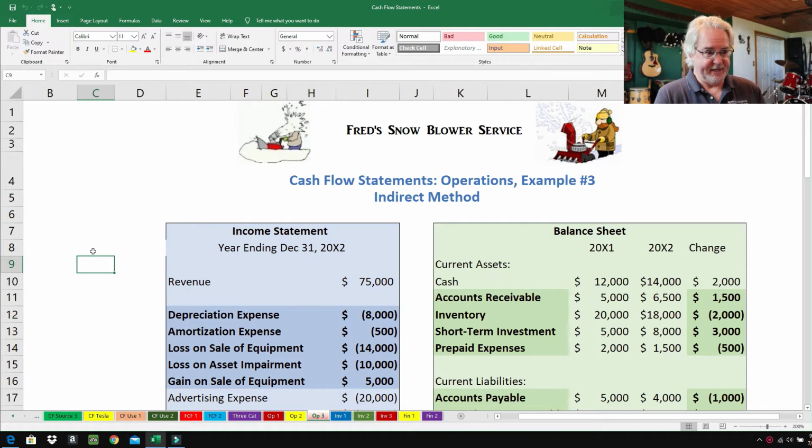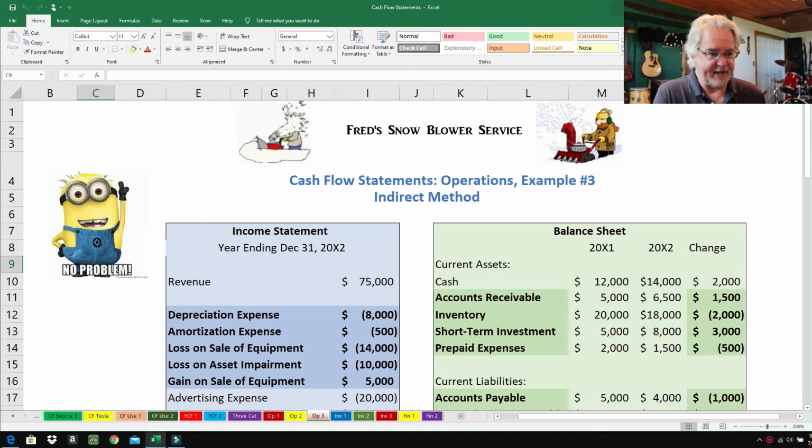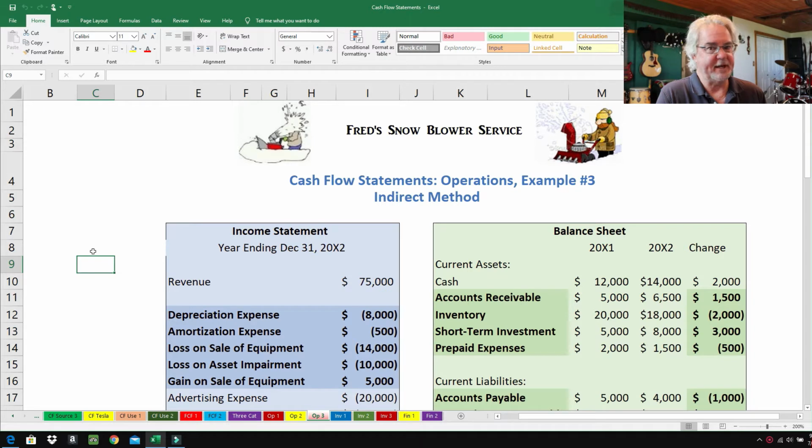We're studying cash flow statements, and this is at the intermediate level. This is the third example. Each example becomes a little bit more detailed, a little bit more complicated, but if you follow each example, they're not too bad. You got to take them in order.